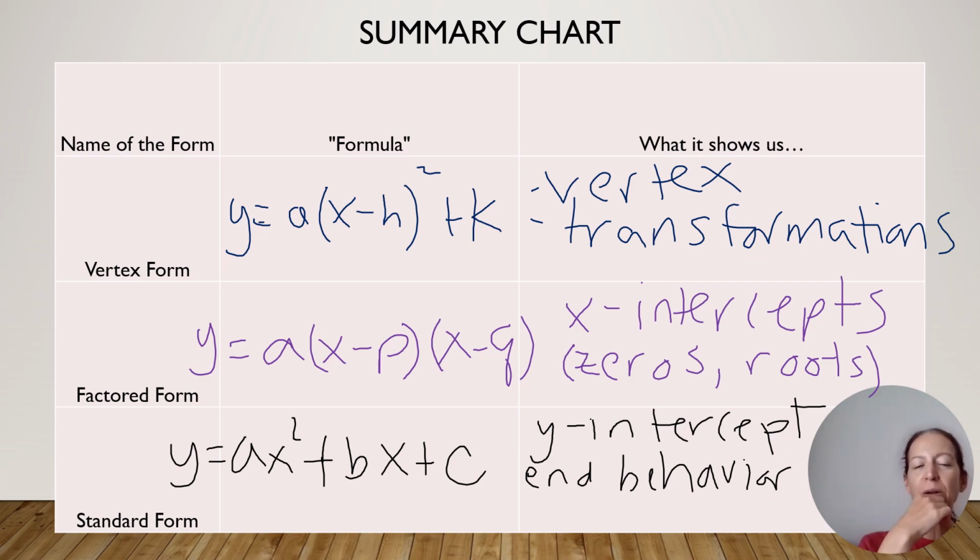So I just want to include end behavior in there because when we get to unit 4, which is higher order polynomials, that end behavior becomes more important when you start changing what the exponent is. So that's our table. So we've got the different forms and then what those forms are good for showing us. And if you haven't, please take a moment, pause the video, and copy that down.